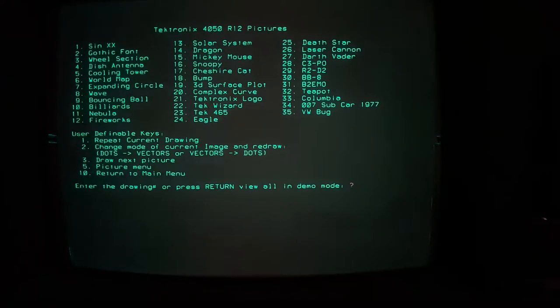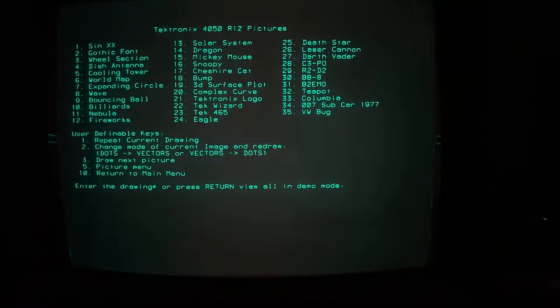Today we will take a look at a picture demonstration on my Tektronix 4054A computer. Remember, it's a storage tube, and so this video will show each of the 35 pictures. And the ones on the far right, C-3PO, R2-D2, BB-8, B-2 Emo, Teapot, Columbia, 007 Submarine Car, and VW Bug are pictures that I created.